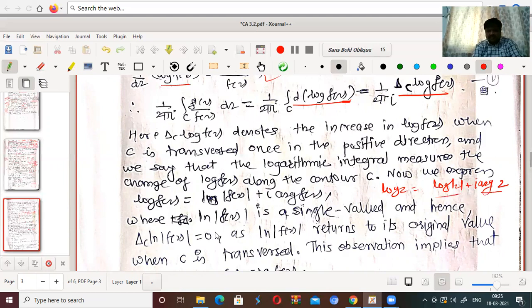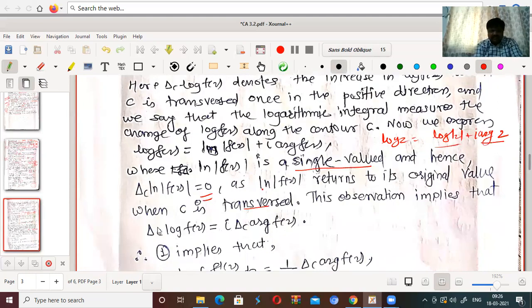Here log of mod f of z is single valued, and hence the change in log of mod f of z remains as it is. So it is equal to 0, as log f of z returns to its original value when C is traversed. This observation implies that the change in log of f of z is the change in this plus the change in this, but the change in the first is 0. So it is i times the change in argument of f of z over C.